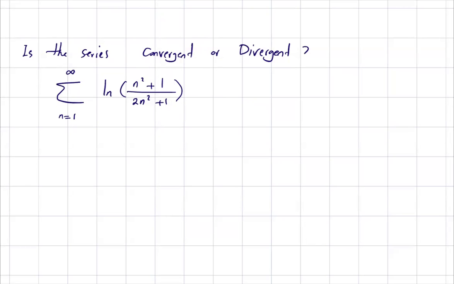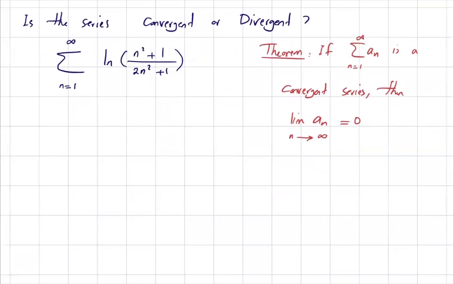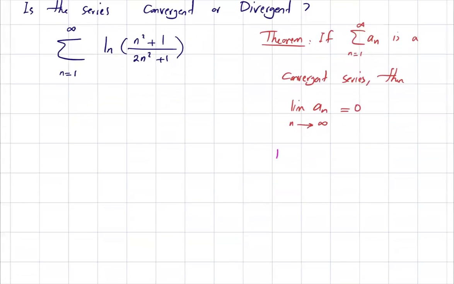Is the following series convergent or divergent? Remind yourself of the theorem that we proposed. If series an, n starts from 1 goes to infinity, is a convergent series, then the limit of the general term as n goes to infinity must be equal to 0. Out of that theorem, we defined a test for convergence.